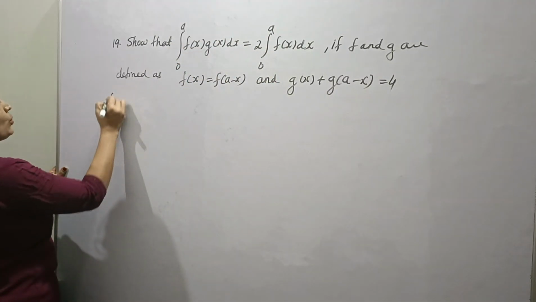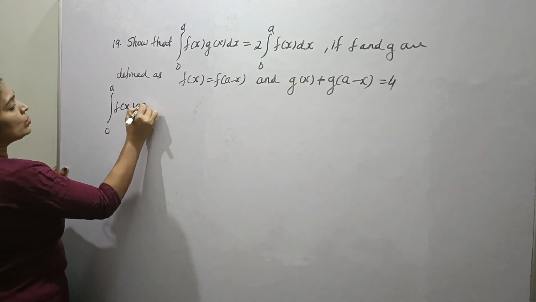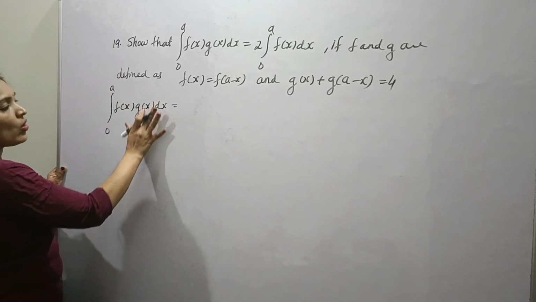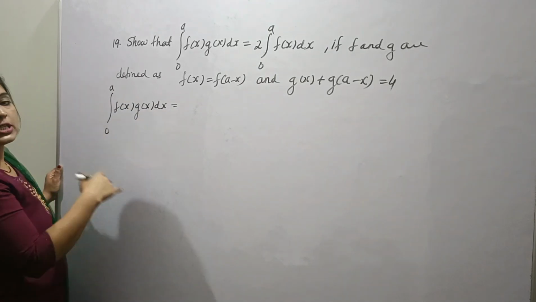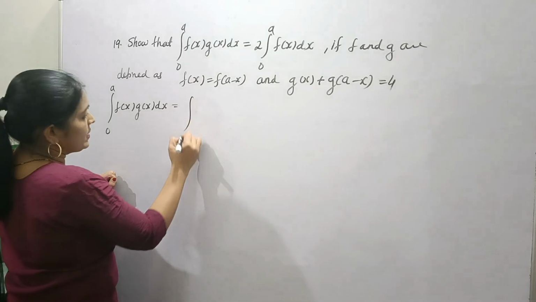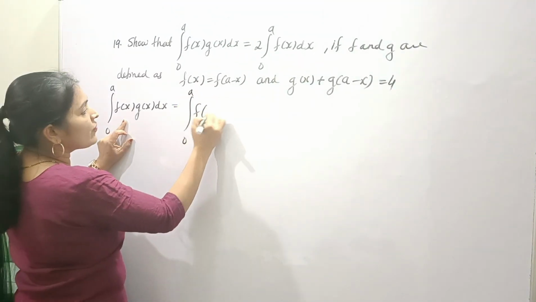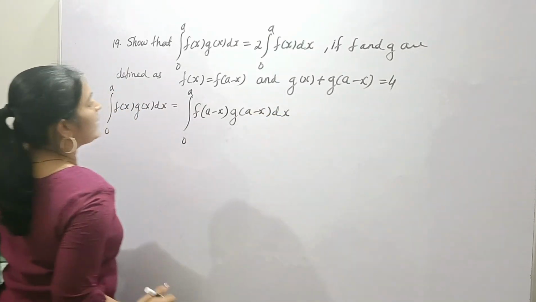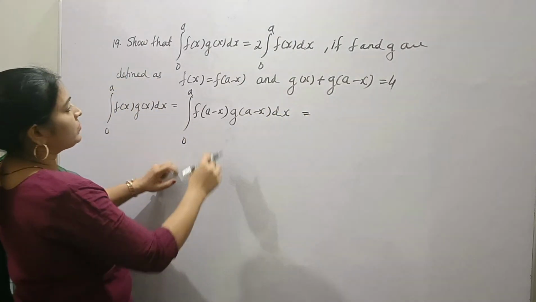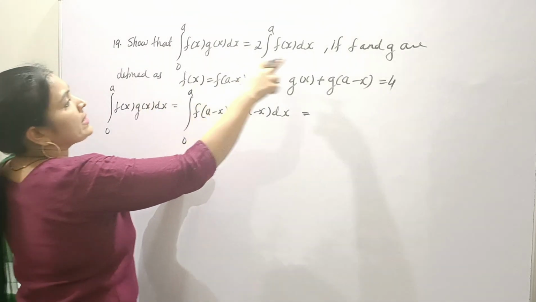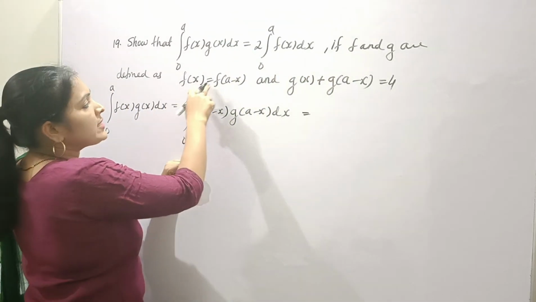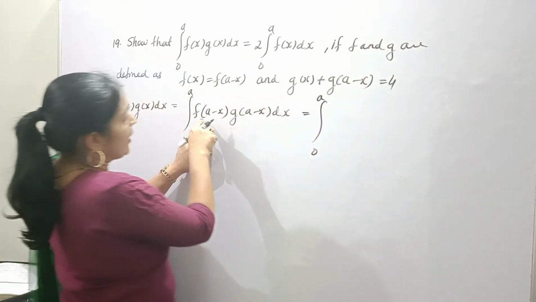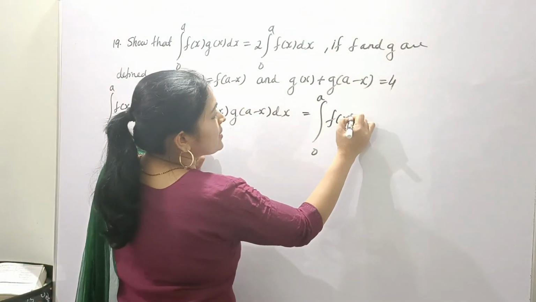Integral 0 to a f of x into g of x dx, that is equal to, let's apply the property integral 0 to a f of x dx is equal to integral 0 to a f of a minus x dx. So integral 0 to a f of a minus x into g of a minus x dx. Then let's substitute here. What is f of a minus x? It is given that f of x is equal to f of a minus x. So f of a minus x is equal to f of x.